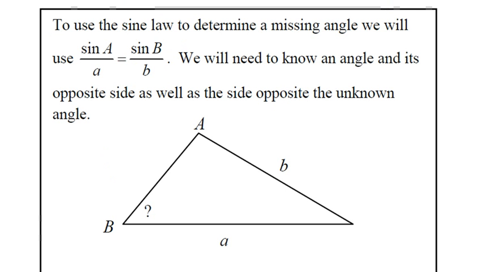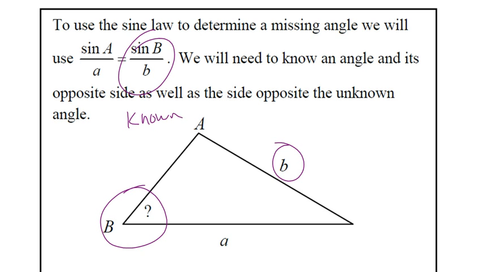To use the sine law to determine a missing angle, we're going to use this form. It's just easier. And again, we need an angle and the side opposite, right? We need a known pair. You must have a pair of letters, be they upper or lowercase, where you know both of them. I know angle B, and I know the side opposite it, little b.